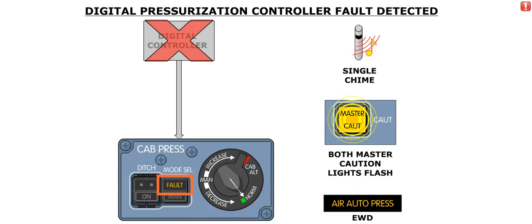The amber fault light illuminates in the event of a failure of the digital controller. In addition, a single chime will sound, both master caution lights will flash, and an amber air automatic pressurization message is displayed on the EWD.